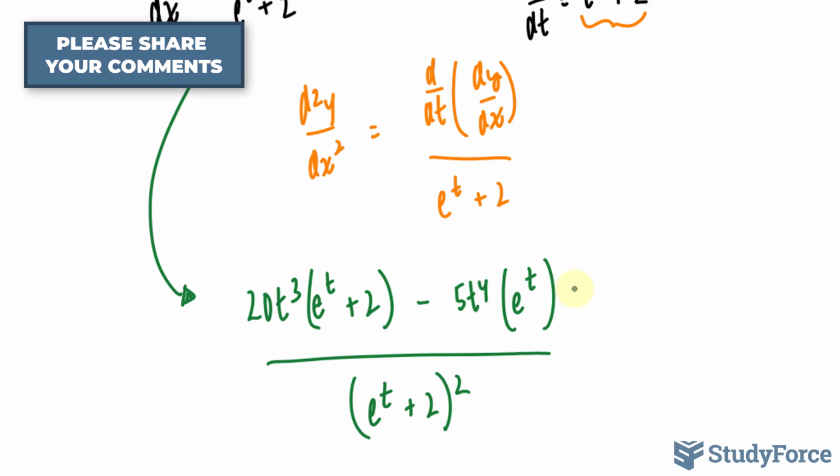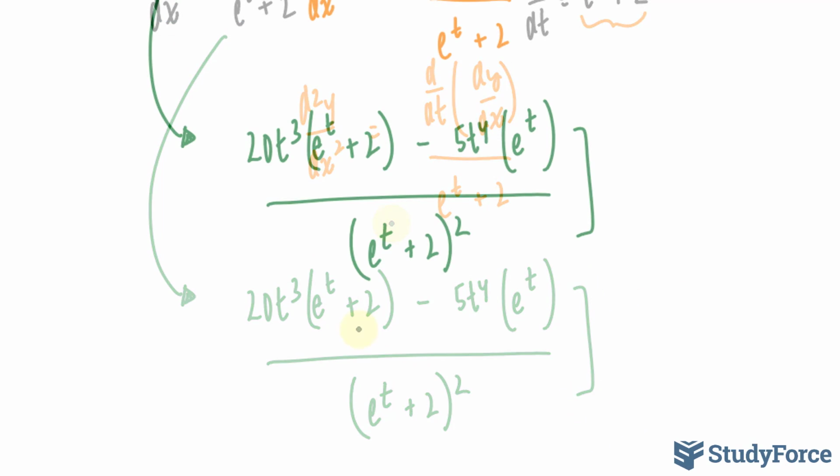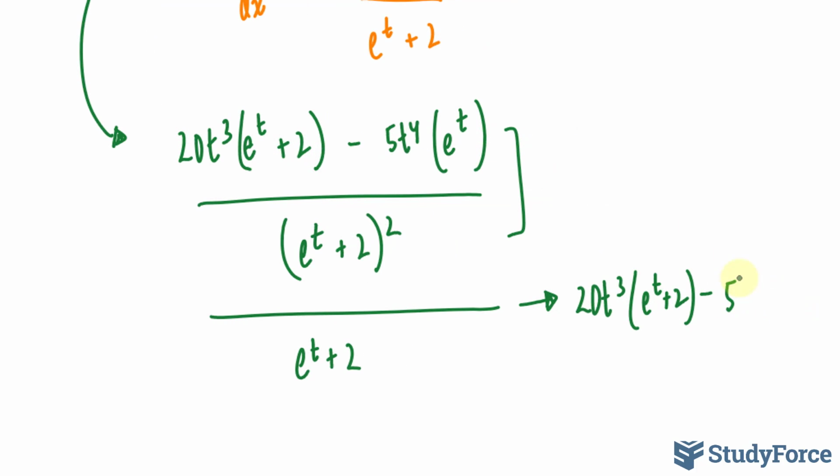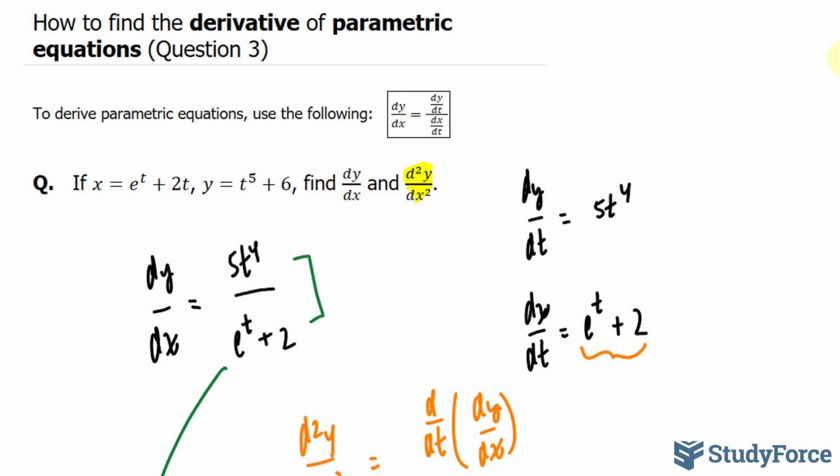So I'll take what I just found and divide it by e to the power of t plus 2. This becomes 20t to the power of 3, bracket e to the power of t plus 2, minus 5t to the power of 4 times e to the power of t, all over e to the power of t plus 2 raised to 3. And there you have it. That is how to find the derivative of parametric equations.